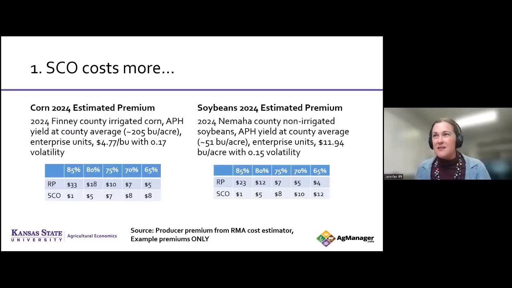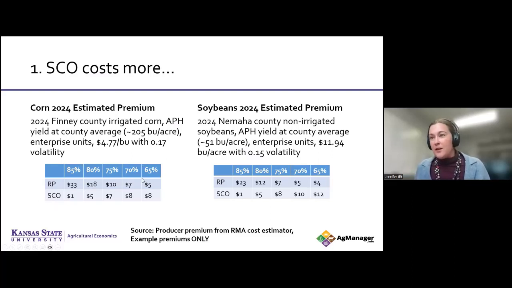I'm going to go through each of these. First of all, I'm going to get the costs out of the way. I have two counties that I'm using for my examples. First is irrigated corn in Finney County. I'm using an APH approved yield that's about at the county level average, and I'm using current harvest futures prices. Now these are still in discovery. Then my soybeans example is Nemaha County, non-irrigated, same parameters. If you look at these, these are the producer premiums for an underlying revenue protection at 75 at different coverage levels, as well as the SCO policy on top of that.